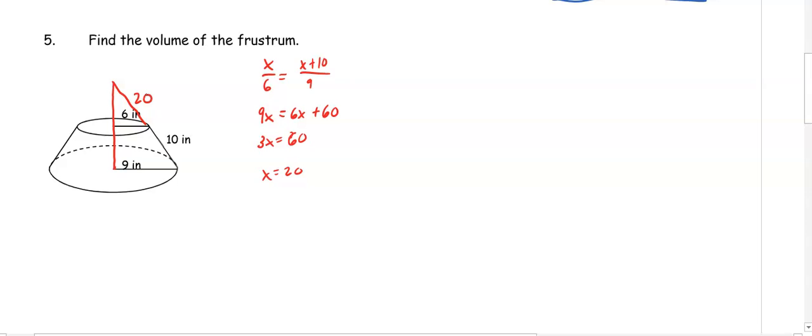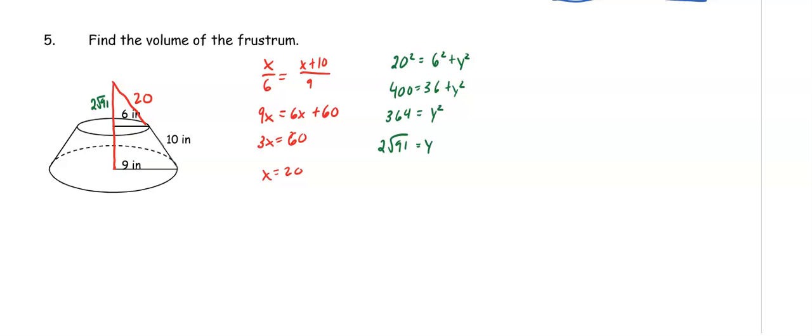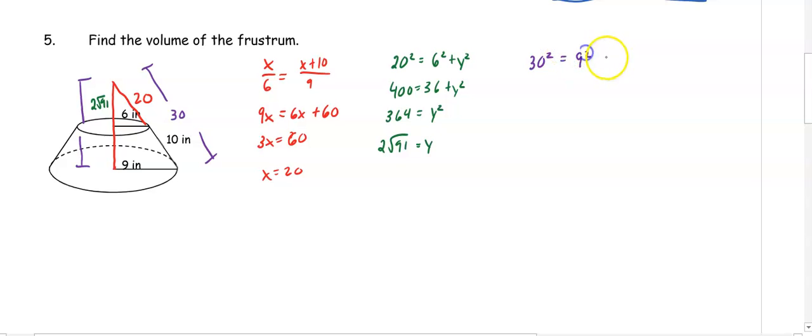So now that we know that, we can do Pythagorean theorem to get the two heights. So the first height of our triangle, we're going to do 20 squared equals 6 squared plus y squared. So we get 400 equals 36 plus y squared. So we get 364 equals y squared, and that simplifies to 2√91. Then we also need to find the height if the whole cone was there. So we do Pythagorean theorem with the 9 and the side of 30. So we have 30 squared equals 9 squared plus z squared, equals 81 plus z squared.